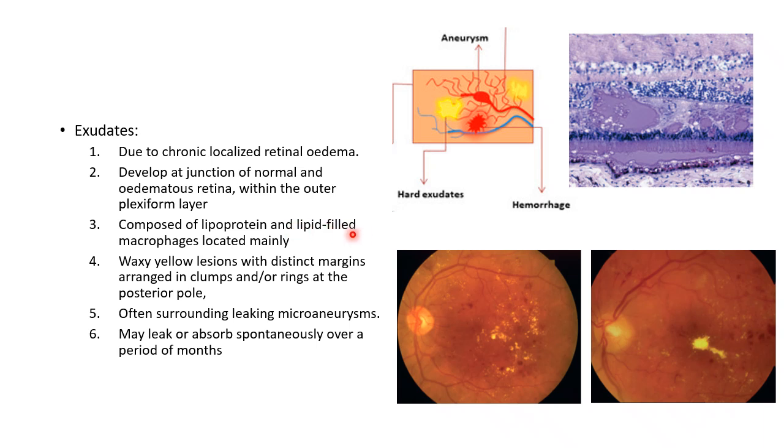They are composed of lipoprotein and lipid-filled macrophages, located mainly within the outer plexiform layer. They are waxy yellow lesions with distinct margins. Very sharp waxy yellow lesions. They are arranged in clumps or rings at the posterior pole. So you can see this one is like a ring, and you see they are scattered. Yellow, white, waxy lesions with sharply defined margins, which differentiates them from drusen.